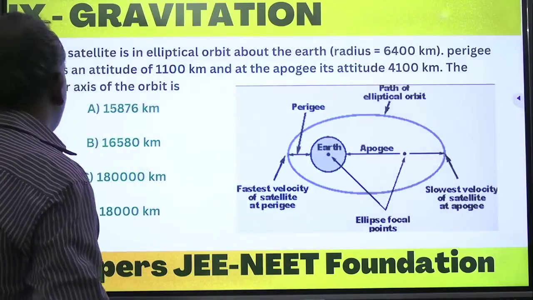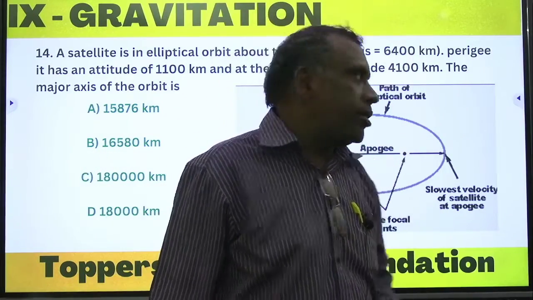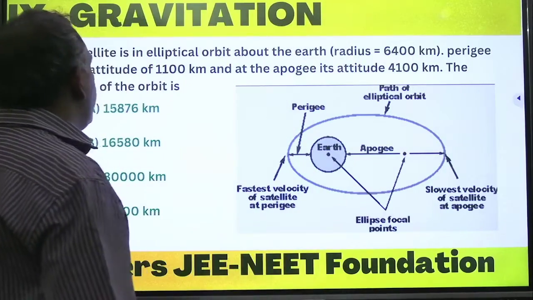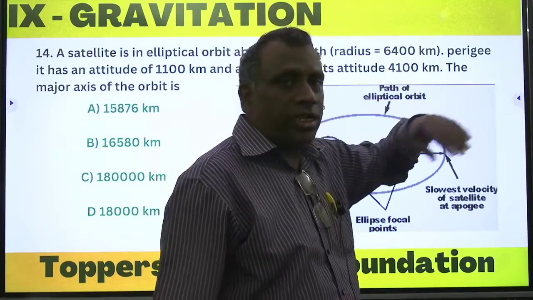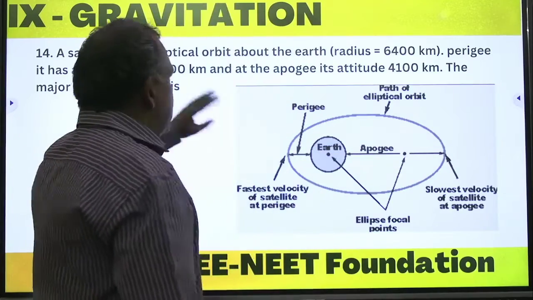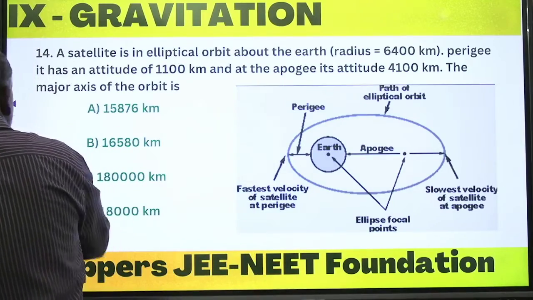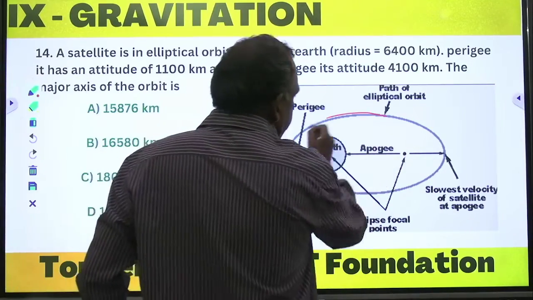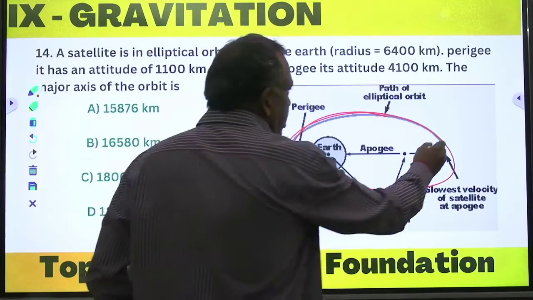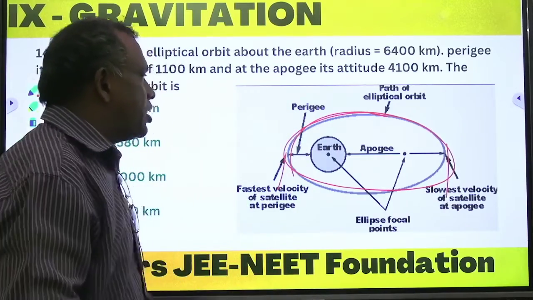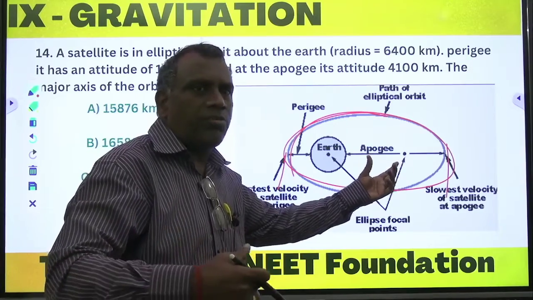So the next question: a satellite in an elliptical orbit about the earth, the radius of the earth is 6400 kilometers. The perigee has an altitude of 1100 kilometers. At apogee the altitude is 4100 kilometers. Then find the major axis of the orbit. See, if you observe carefully, this is the elliptical orbit. So there is a perigee and there is an apogee. Perigee is the closest distance, apogee is the largest distance.